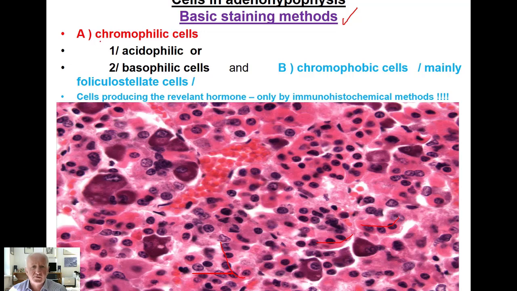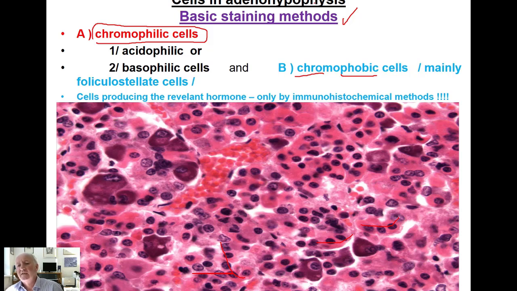And always by those basic staining methods, we can distinguish, I would say, two basic types of cells. Chromos is color and philo is to love. So one big group of cells which are stained by a dye are chromophilic cells, and the second group, chromo, color, and phobeo is to be afraid. I hope you know this translation. That means cells whose granules in the cytoplasm will not be stained.